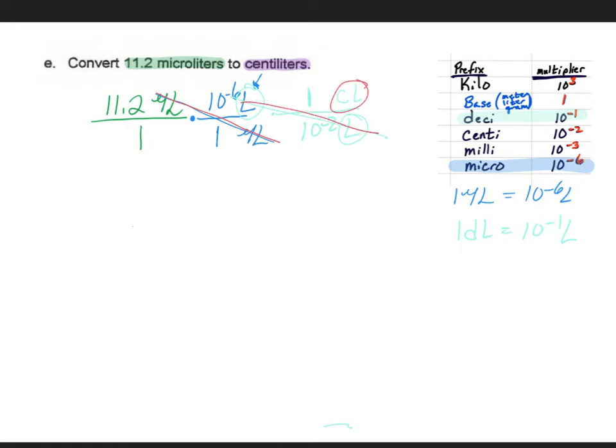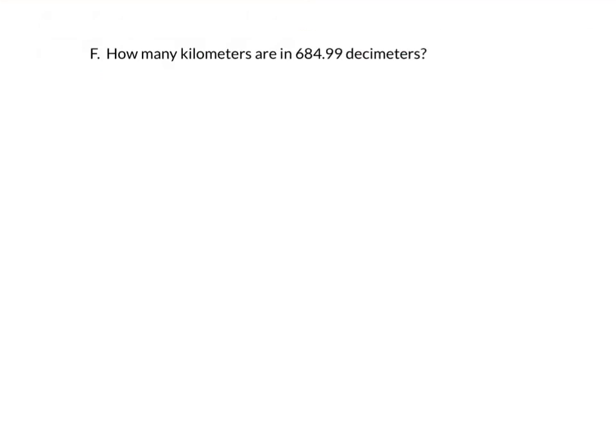Now we put the numbers into our calculator. Get 11.2 divided by 1 times 10 to the minus 6 divided by 1 times 1 divided by 10 to the negative 2, which gives us the answer of 0.00112 centiliters, or in scientific notation, 1.12 times 10 to the negative 3 centiliters. I've added a few extra problems, so let's try F.